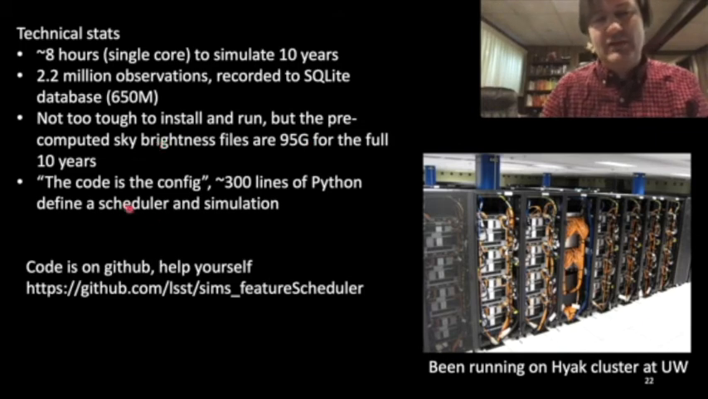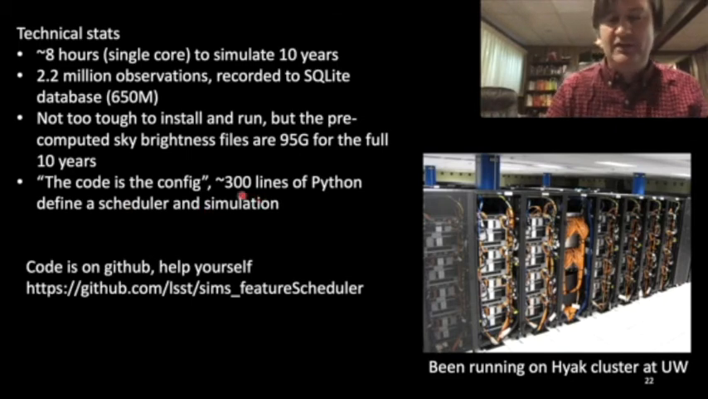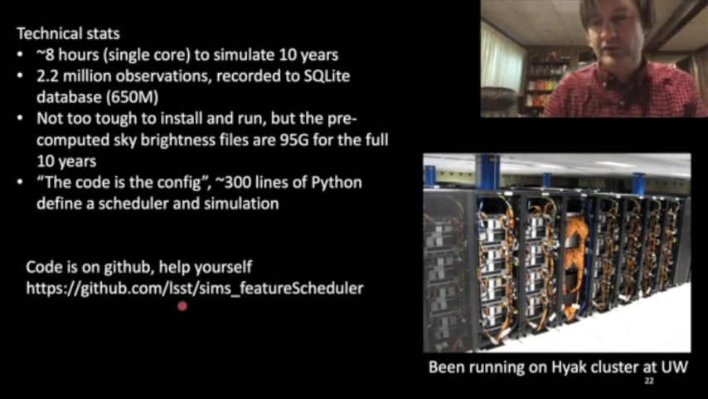And we've adopted the code is the config. So this is object-oriented, so you have to write about 300 lines of Python to build up this decision tree and these Markov decision processes. And the code is on GitHub, if anyone wants to try it. We've been running on the Hyak cluster at University of Washington.